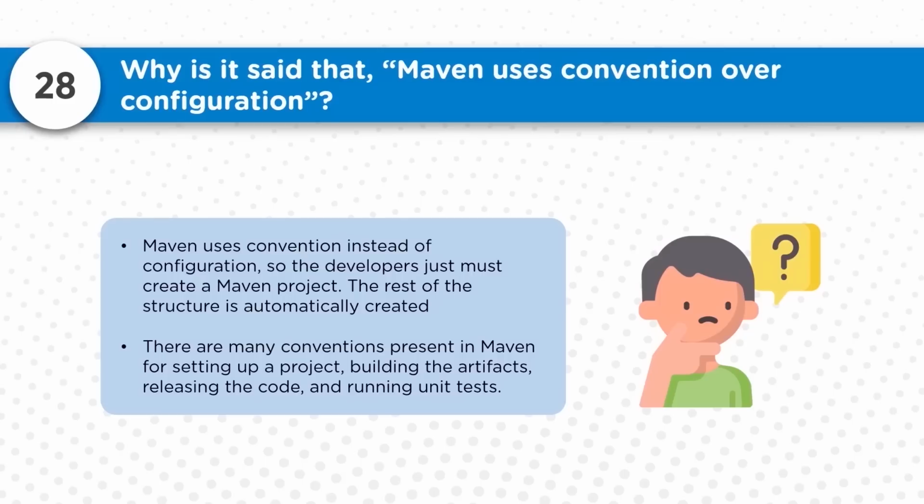Due to the plugins, Maven will be responsible for setting up the default architecture and the default folder structures, and all you have to do is place the source code in the desired folder structure. That's something you need to do as a developer.